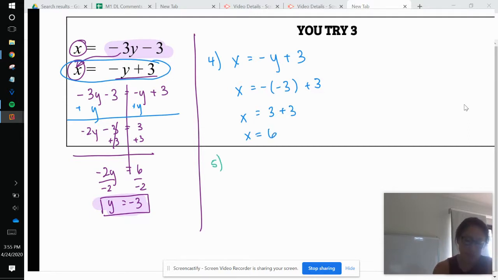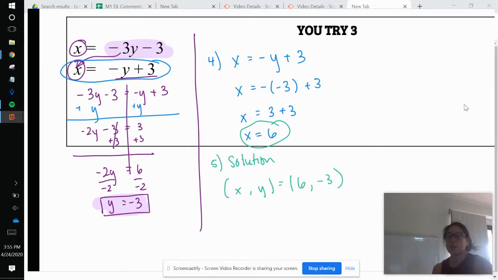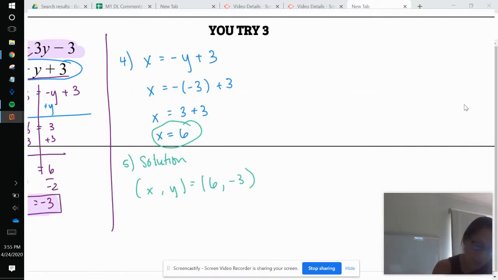Step 5 is our solution, or what we think is the solution. So remember, we're doing x comma y, so I'm going to have 6 for my x and negative 3 for my y. Just because you solve for y first doesn't mean it goes first in the ordered pair. All right, lastly, we got to check.